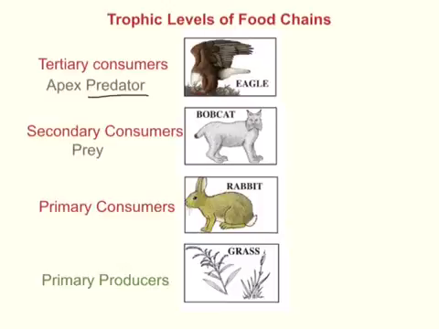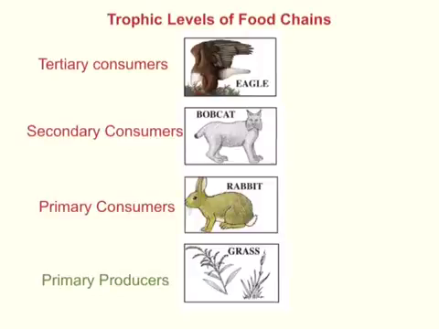Now what about the relationship between the bobcat and the rabbit? In this instance, the bobcat is, yes, the predator, and the rabbit is the prey. So the bobcat becomes a predator when it is hunting for its food, which is the rabbit, and that is the prey.